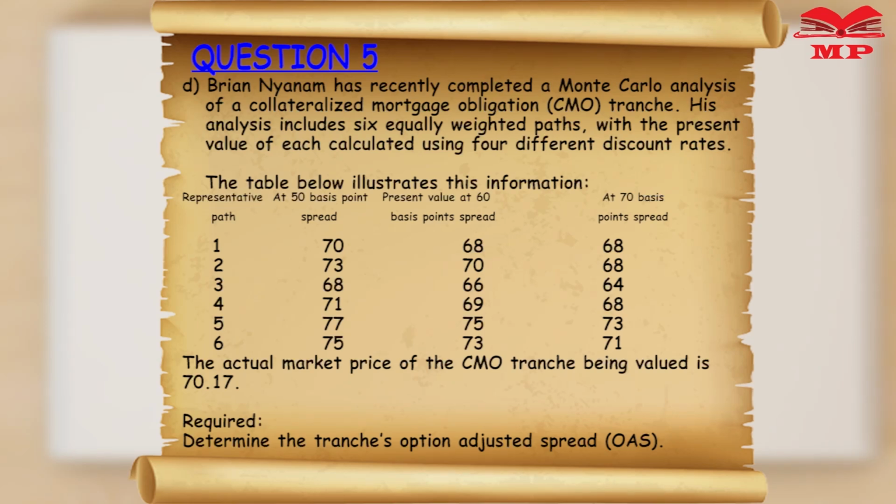You can see each representative path provided there, 1 through to 6, with the 50 basis point spread, 60 basis point spread, and 70 basis point spread. The actual market price for the CMO tranche being valued is 70.17. Required: determine the tranche's option adjusted spread, OAS.